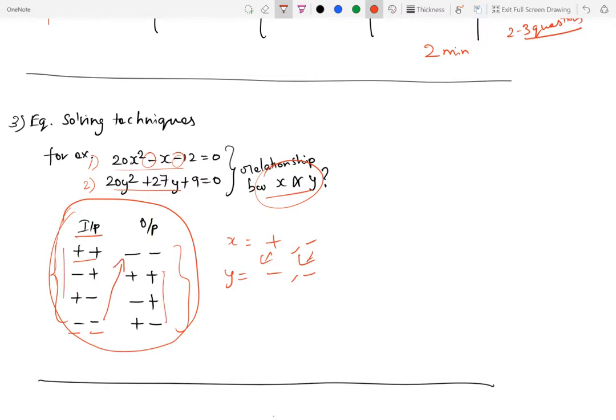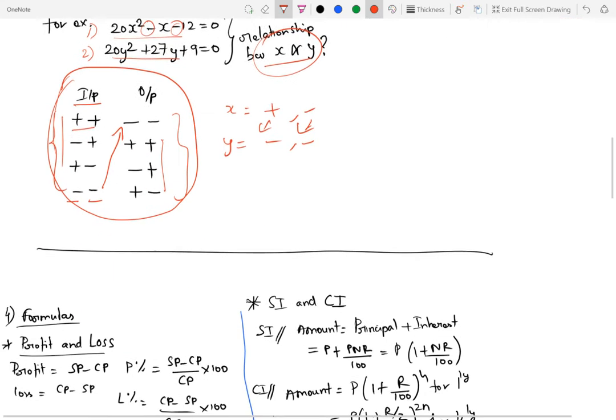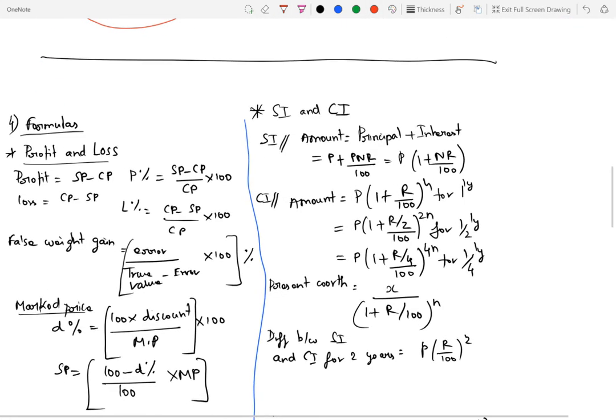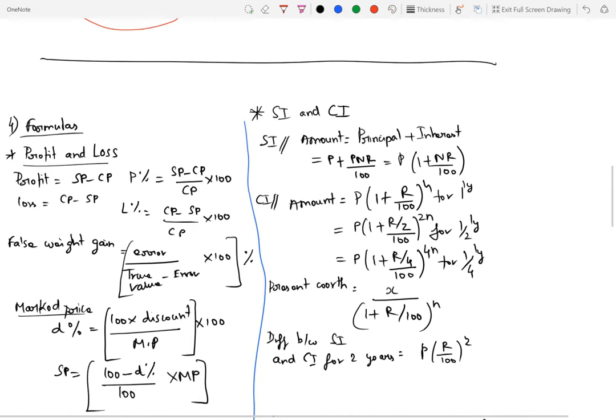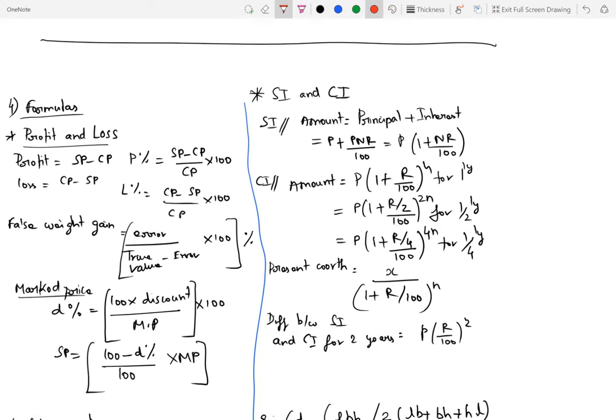The next one is formulas. There are certain formulas which we have to memorize to be efficient in the competitive exams. I have listed a few types of formulas. The first one is the formulas based upon the profit and loss topic. Profit is equal to selling price minus cost price. Loss is equal to cost price minus selling price.